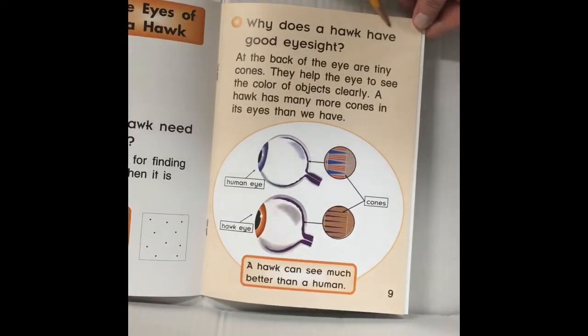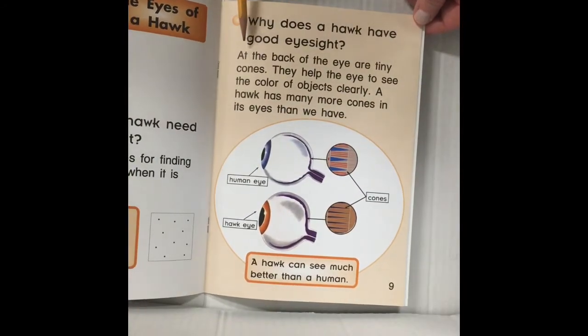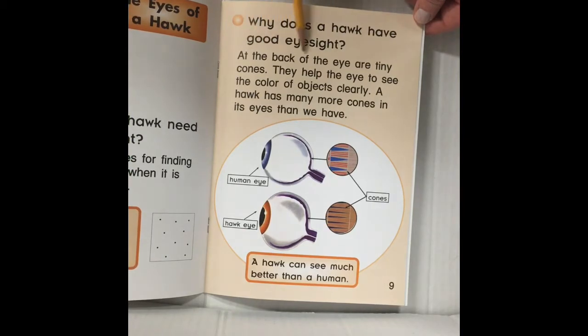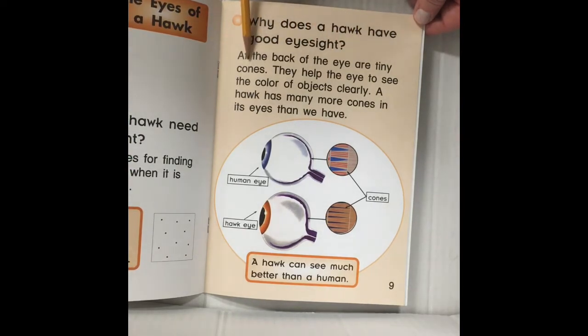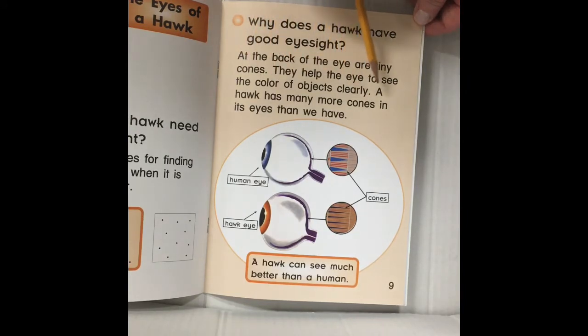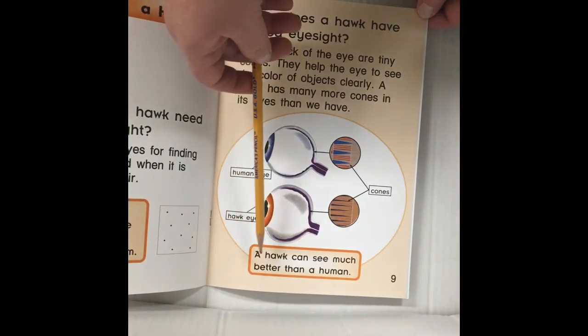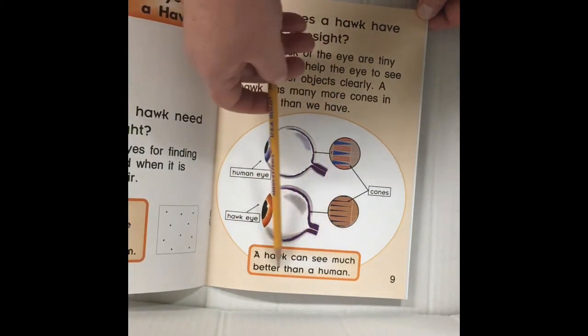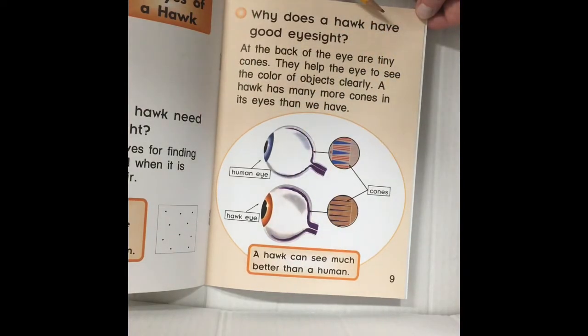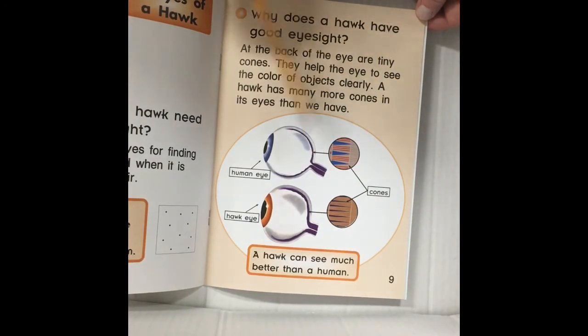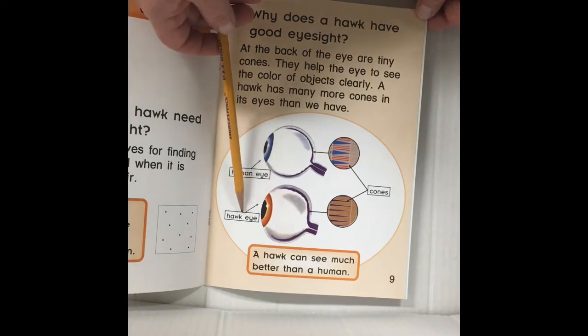Why does a hawk have good eyesight? At the back of the eye are tiny cones. They help the eye to see the color of objects clearly. A hawk has many more cones in its eyes than we have. A hawk can see much better than a human. The labels point to human eye, hawk eye, and cones.